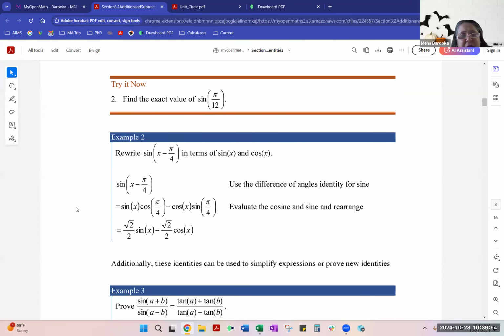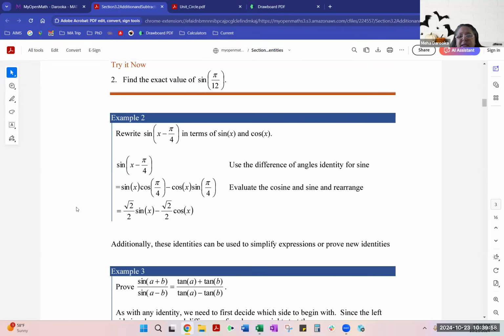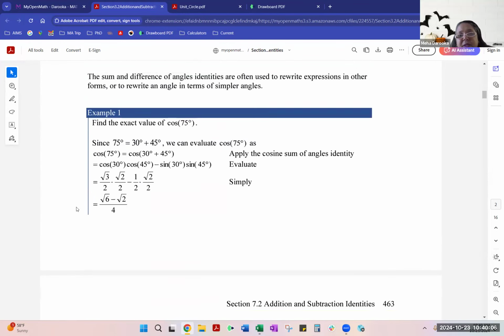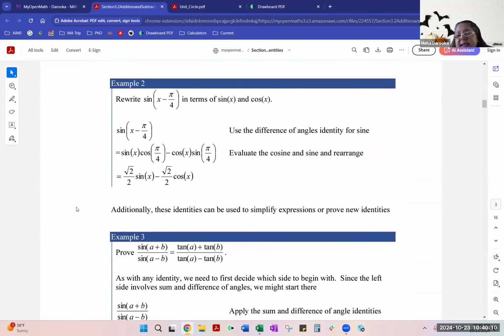So as you can see, we are looking at the next example over here. And in this one, you can see there's an unknown x value, right? So obviously we will not be able to evaluate it like we did with example 1 or the try it now number 2, but we can still use the identity to simplify this and rewrite it, like they're saying, in terms of sine and cosine functions.